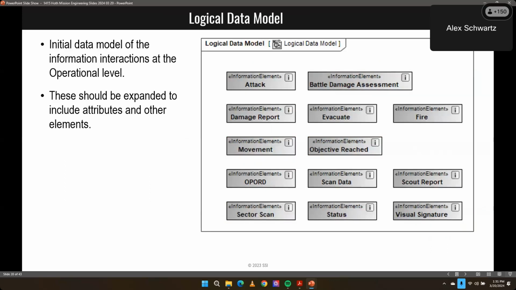Also, the data models. We kept it simple here, but you can define well thought out and well detailed data elements here.